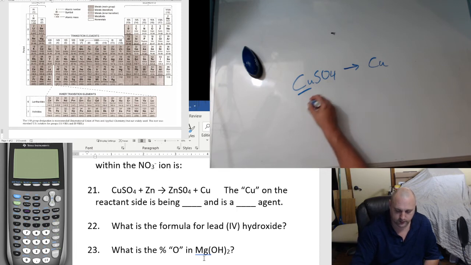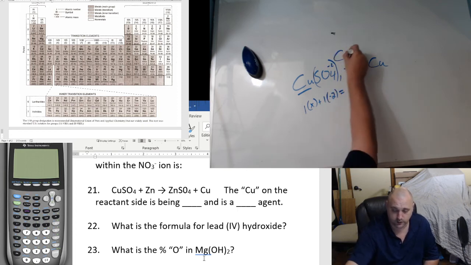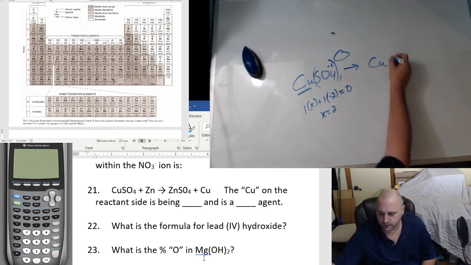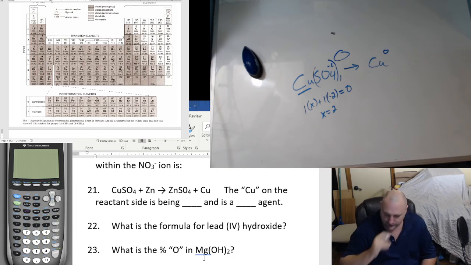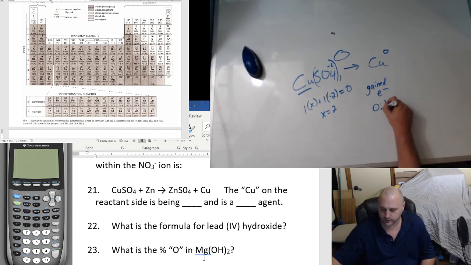Notice I immediately did this when I went to nitrate. It's the same math. So 1 times X plus 1 sulfate, that's 1 of these, and it has a -2 charge. Memorization again. No total charge here. But X equals +2. And then over here, this is elemental form, so it's a 0. So it went from a +2 to a 0. That means it gained electrons. It's that OIL RIG, reduction is gaining.